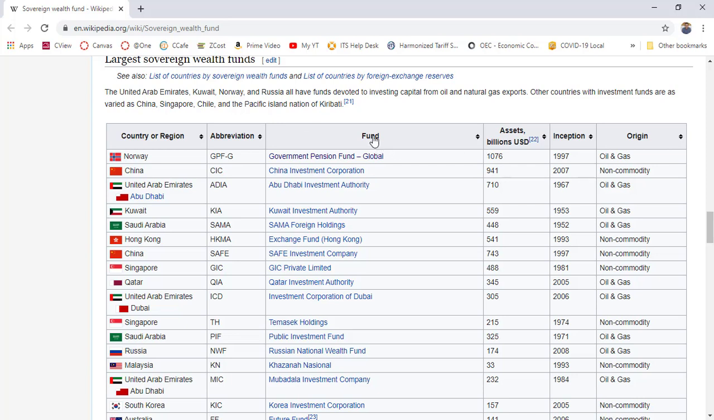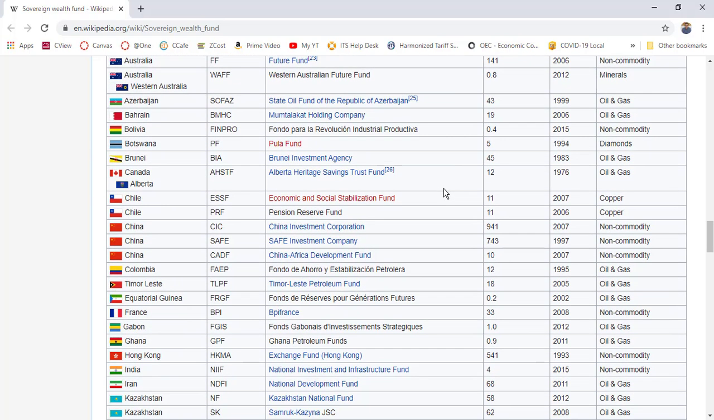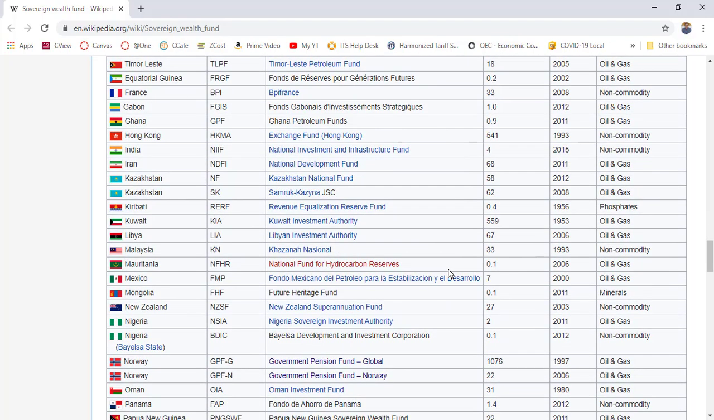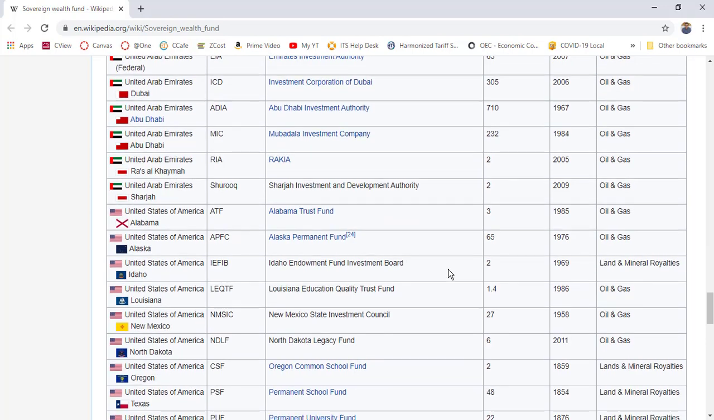But for fun, why don't we look at this a different way? Why don't we look at this by country? And now what you see is that China Investment Corp is number 2 at 941, but we have 3 investment funds out of China. The second one is $743 billion. And so as a country, China has the most sovereign wealth fund, or the biggest value in sovereign wealth fund on the planet. Now I know many of you are thinking, USA, what about us? What about us? There you go.